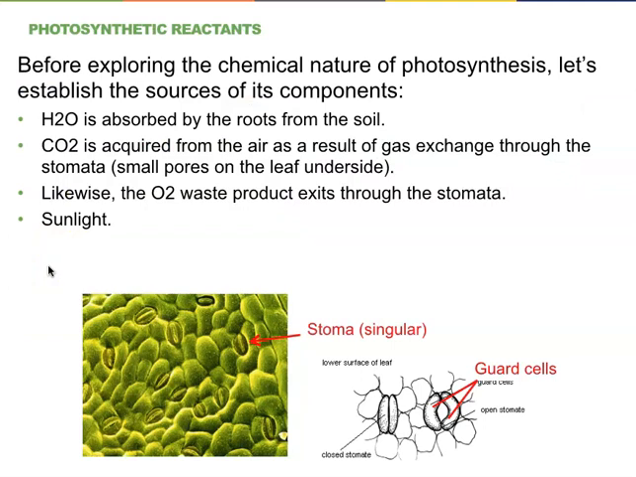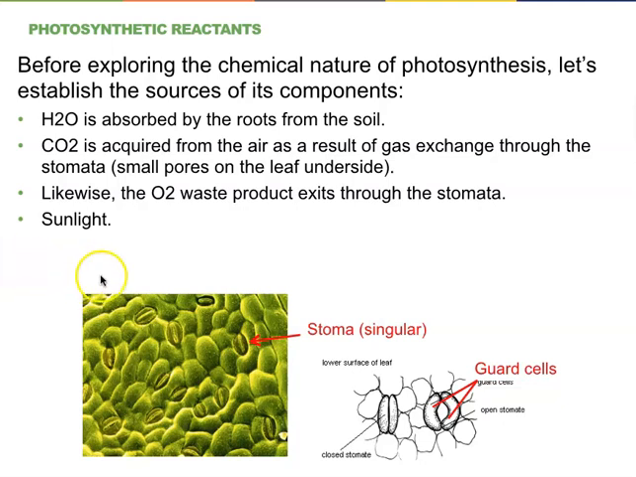Before we actually get into the chemical nature of photosynthesis, let's establish the source of all the components. Water has to be absorbed by roots from the soil if you're a plant. But if you're living in the ocean or in fresh water, there'll be some mechanism for you to actually get that material in.